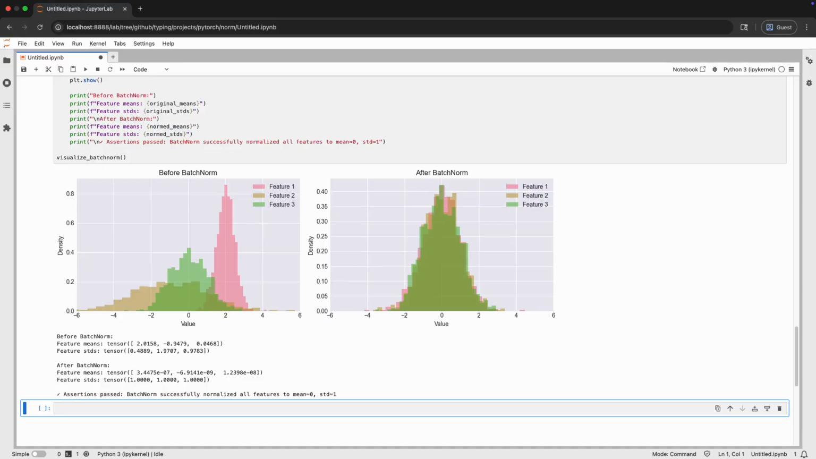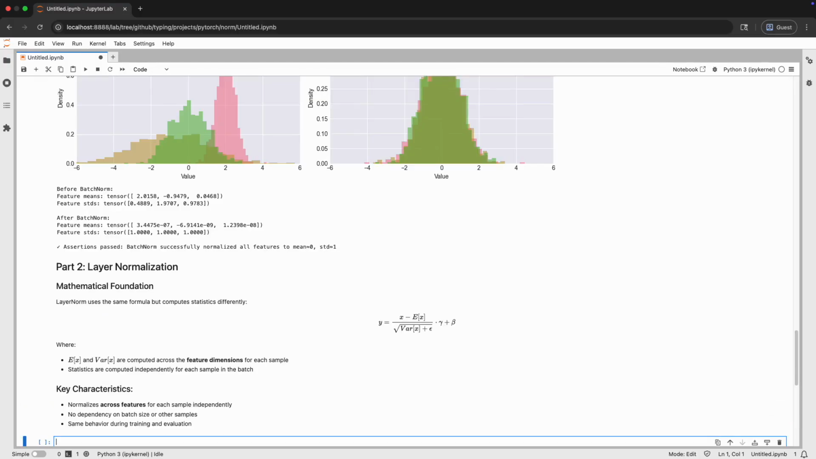Look at the image showing before and after BatchNorm. Initially, our 3 features had completely different distributions, scattered across different ranges. After BatchNorm, all 3 features are perfectly aligned with 0 mean and unit variance. The assertions confirm that BatchNorm successfully normalized all features to have mean approximately equal to 0 and standard deviation approximately equal to 1. Now let's move to part 2, layer normalization.